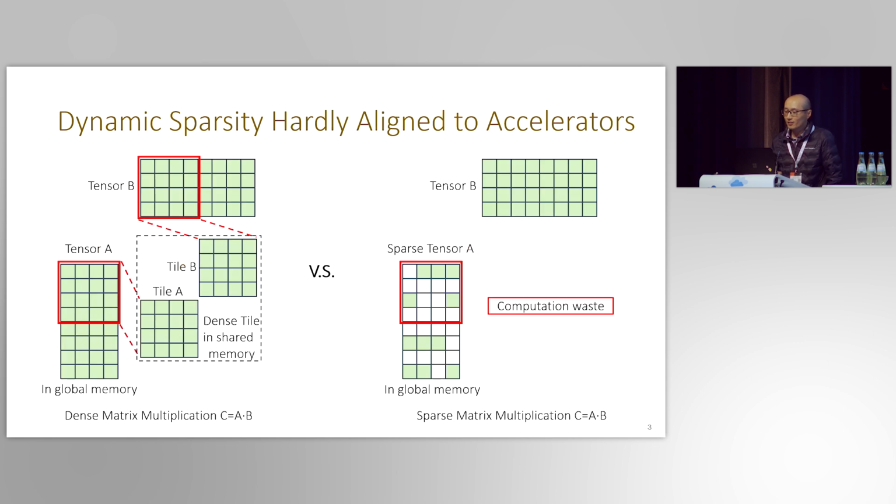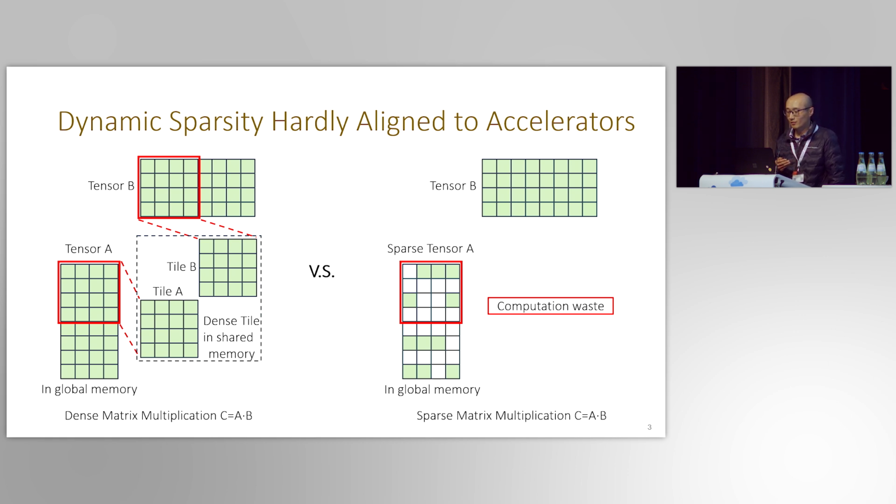However, efficiently supporting dynamic sparse computation is challenging. One reason is that the concrete sparsity of tensors is known only at runtime. Aligning this sparse computation to accelerators on the fly makes this problem even harder.